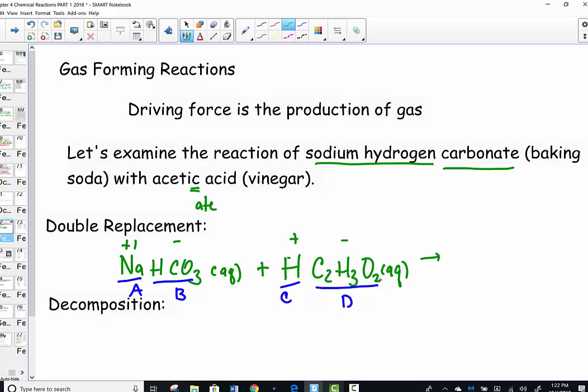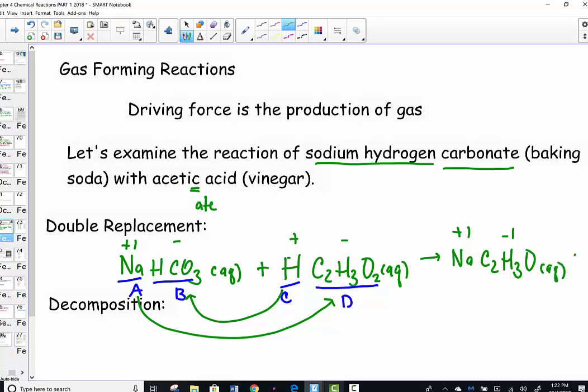Now remember, double replacement, I don't care if it's precipitation, if it's acid-base chemistry, or with our new driving force, we take those two positives and we just change their partner. So where the sodium is now, we'll get a new last name. It will be called acetate, sodium acetate. The hydrogen will go to hydrogen carbonate. So one of my products, the salt of sodium acetate, Na is a plus, acetate's a minus, so we find NaC2H3O2, sodium acetate.